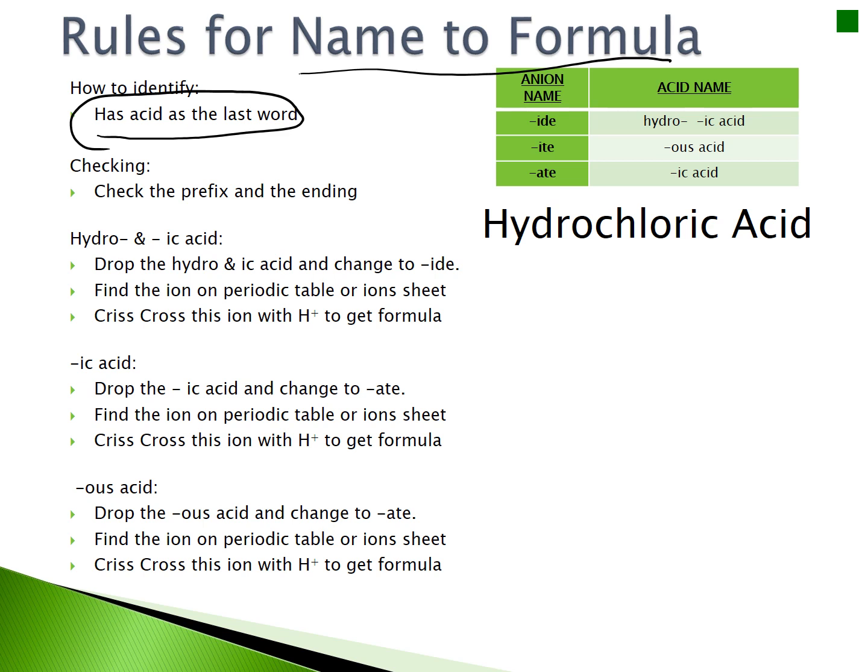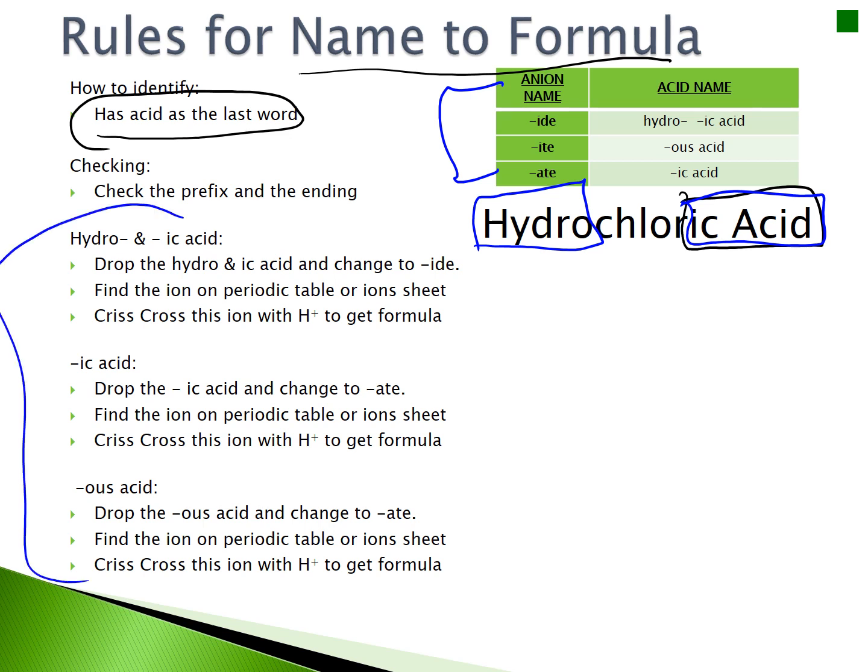So what you're going to do is look at, when you have the words, the prefix and the ending. In this case, the ending is ic acid. Okay, so we've got that ic acid, and then we have this hydro prefix. I've got a lovely little table right here, and I also have the words down here. So I'm going to look for where it's a hydro-ic acid, which is this one.